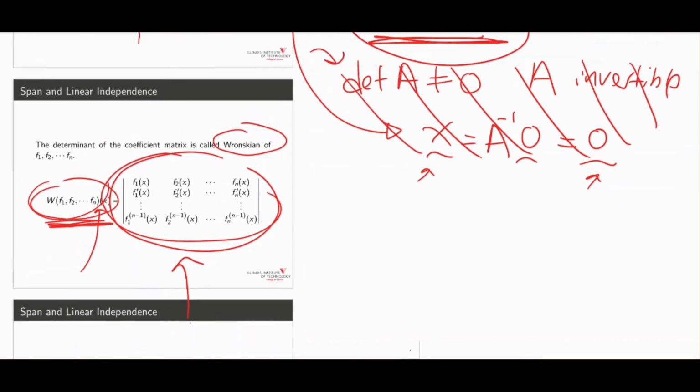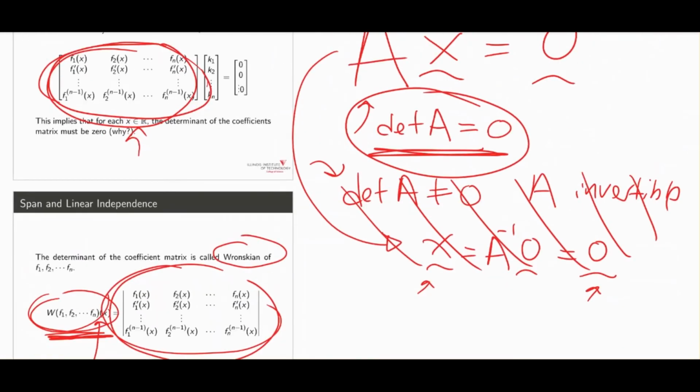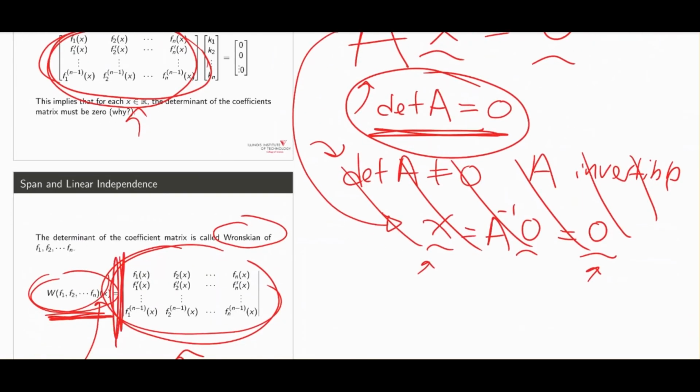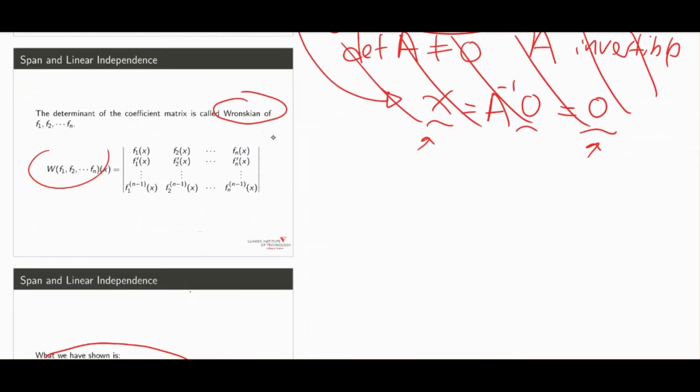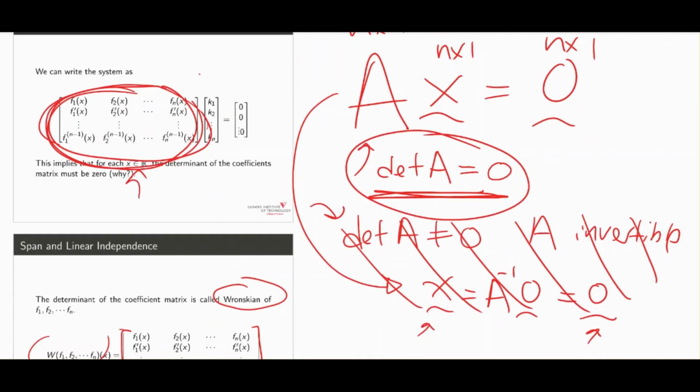Okay, the Wronskian must be 0. The Wronskian is the determinant for this. I'm using vertical lines here, so if this is not clear, don't get confused: this is not a matrix, this is the determinant. If you don't like these notations, you can also use other notations. So the Wronskian is the determinant of this coefficient matrix.